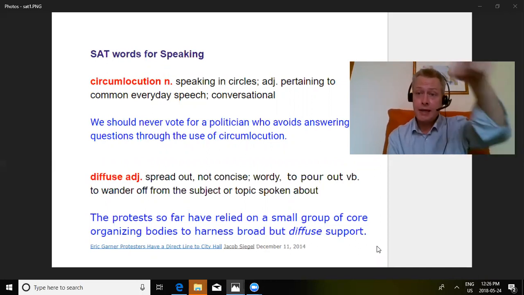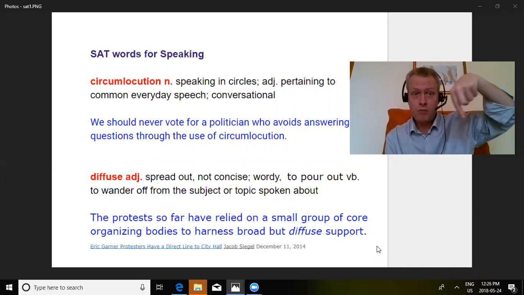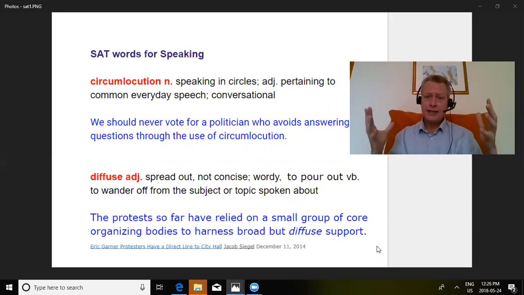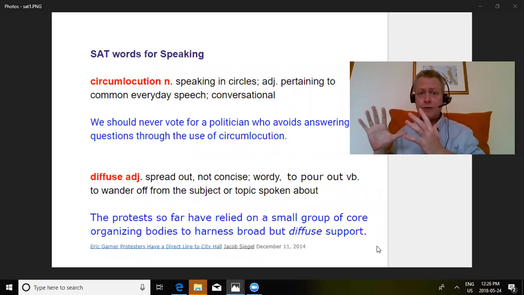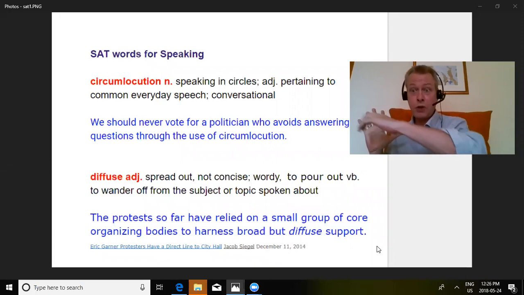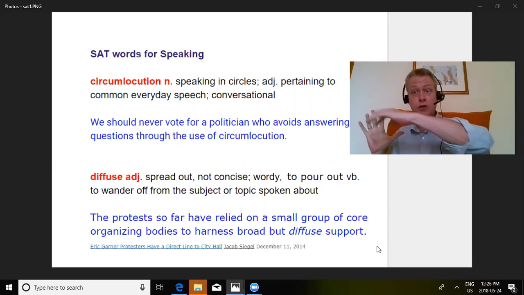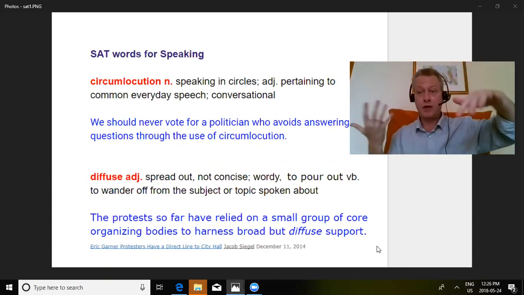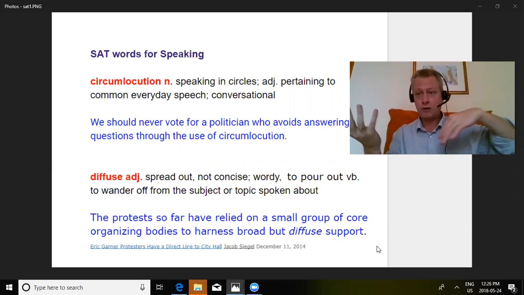Circumlocution is speaking in circles, pertaining to common everyday speech. Conversational. We have an example sentence here. We should never vote for a politician who avoids answering questions through the use of circumlocution, meaning not directly answering the question, talking in circles.